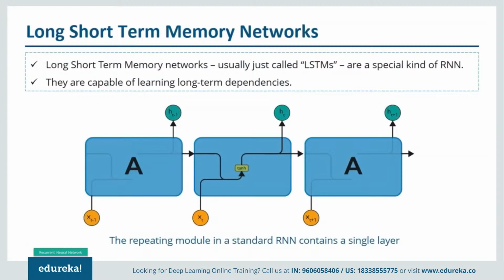Now what are LSTMs? Long short-term memory networks, usually called LSTMs, are nothing but a special kind of recurrent neural network. And these recurrent neural networks are capable of learning long-term dependencies. Now what are long-term dependencies? I've discussed that in the previous slide, but I'll just explain it here as well.